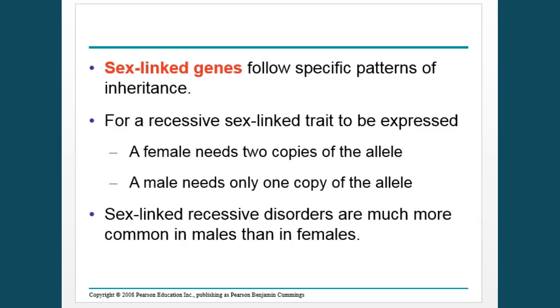For a recessive sex-linked trait to be expressed, the female would need two copies of the allele, because as long as there's a dominant copy, it will be what's expressed. And for a male, they only need one copy of the allele because they only have one X, so there's nothing else to phenotypically express. So that will be what is shown. Alright? Sex-linked recessive disorders are much more common in males than females, such as color blindness.